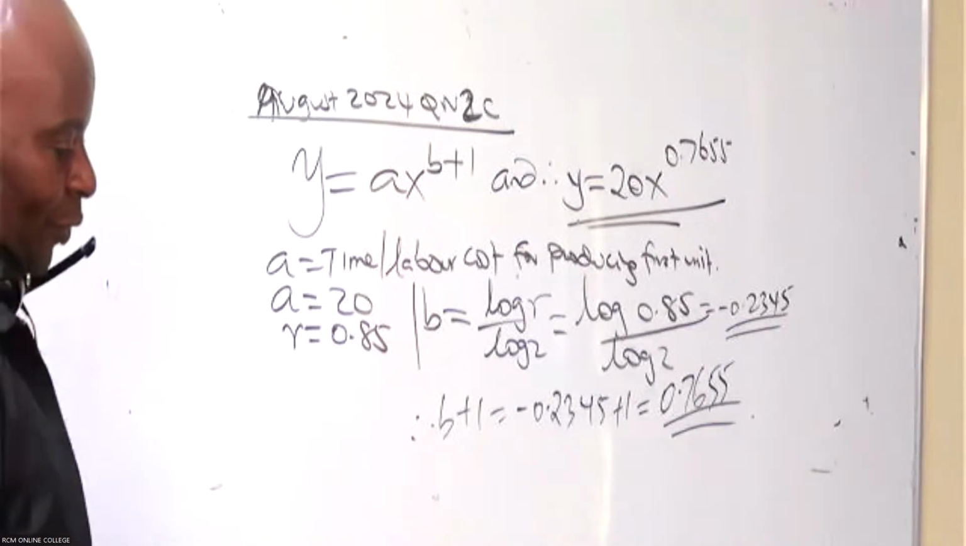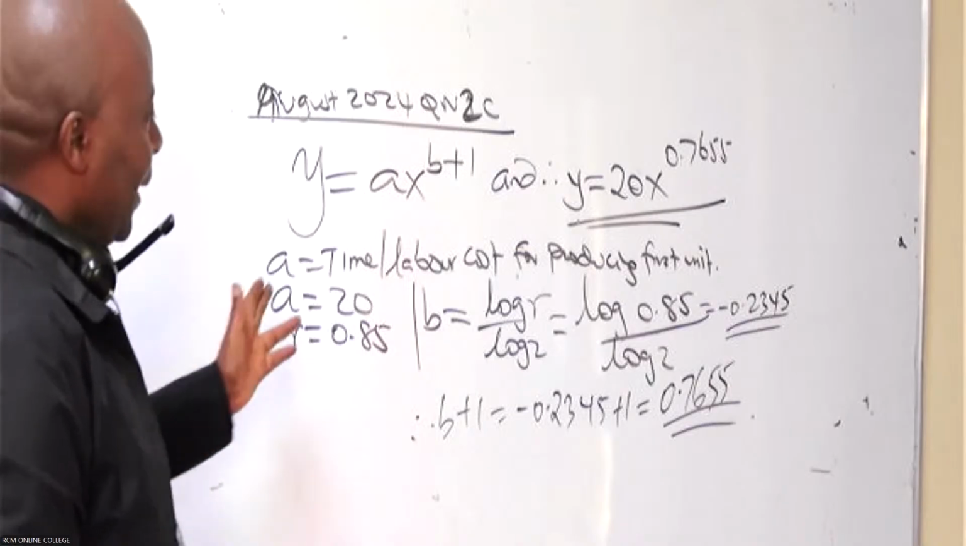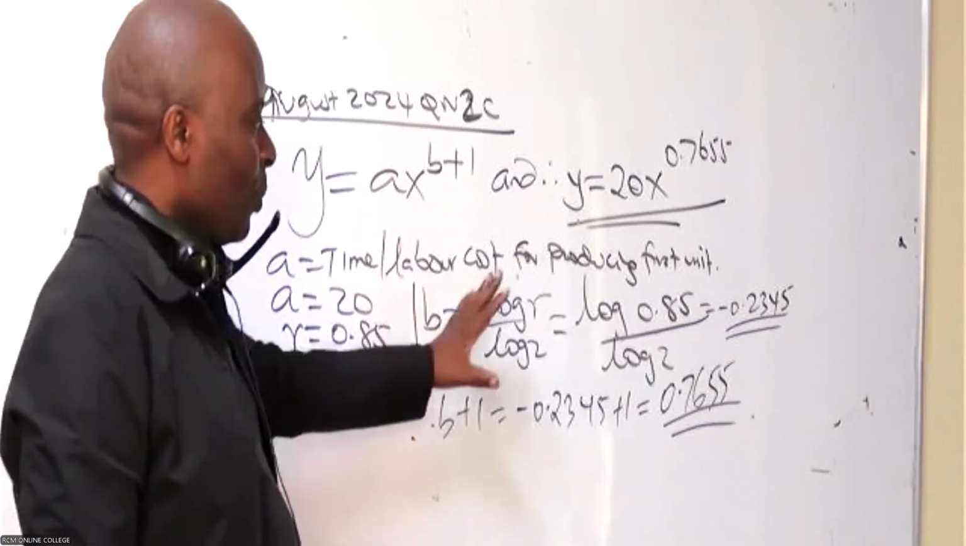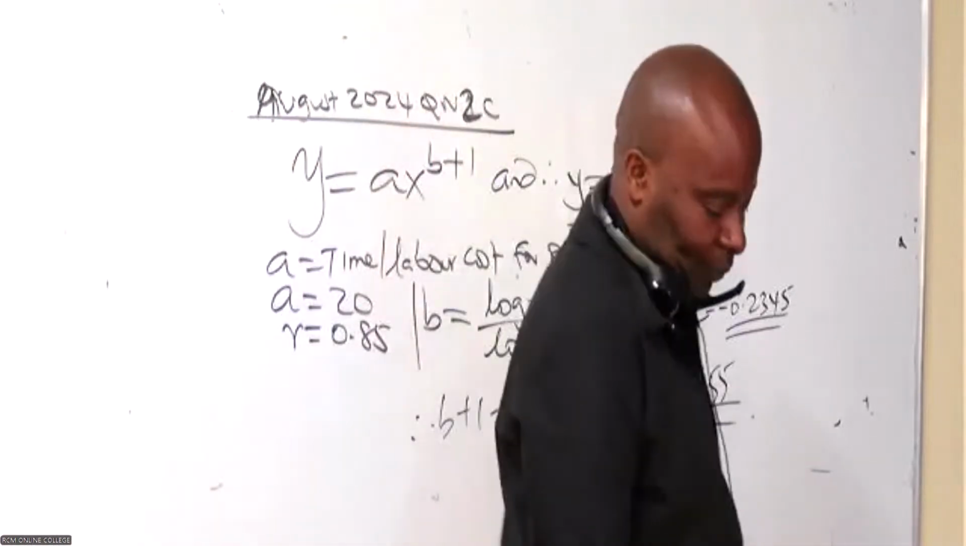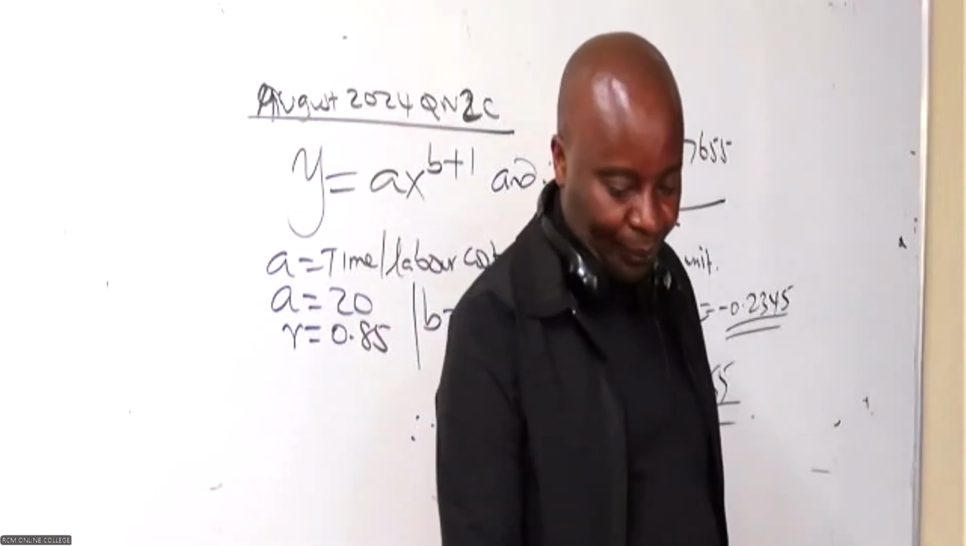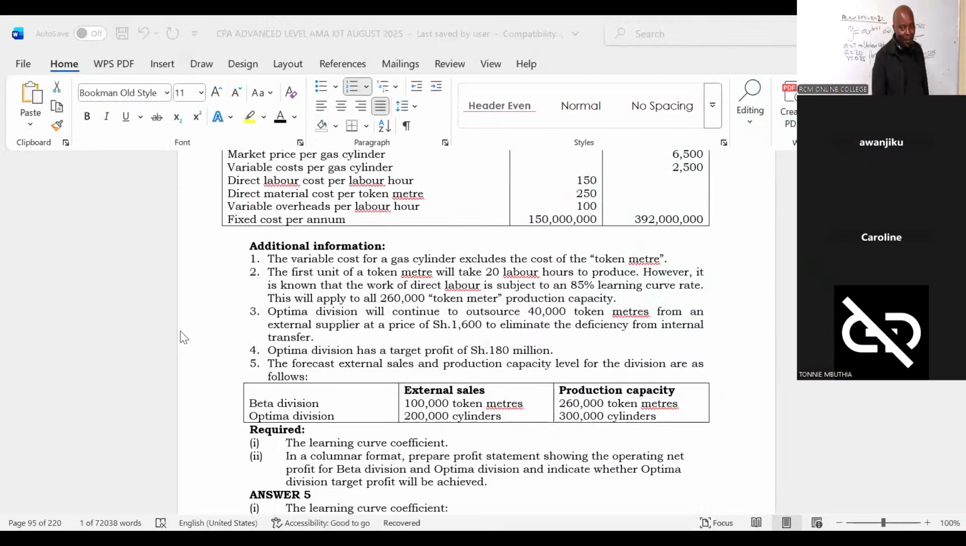So now we have done very, very well. They only wanted the learning index, which is B, but we have gone even ahead to give them what they never asked us to do. B alone: learning curve index, learning curve coefficient. That is B.